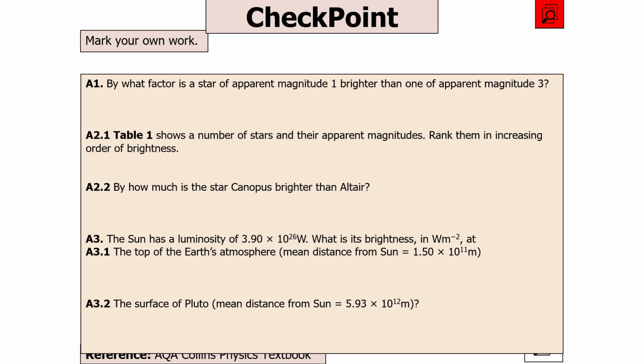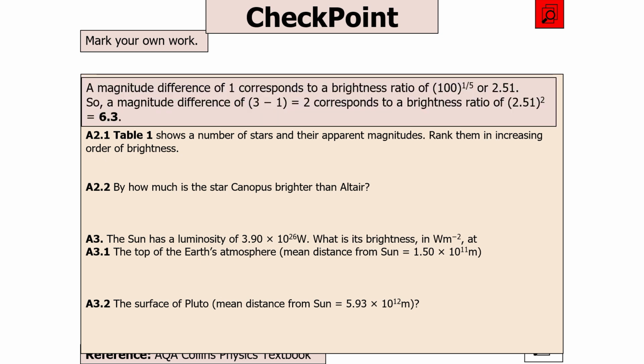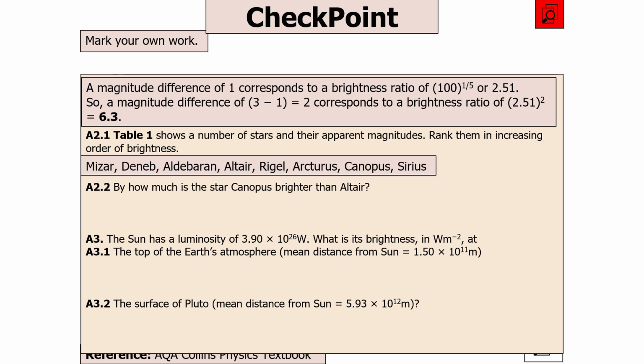Right, so like we said before, to work out the difference in brightness, it's 2.51 to the difference in the magnitude. So it's 2.51 to the power of 2, so that is 6.3. Now, the order of brightness, the brightest object is the most negative number, and the dimmest object is the highest number. So the stars should be ordered from most negative as the brightest to the least bright, the dimmest, at the biggest value.